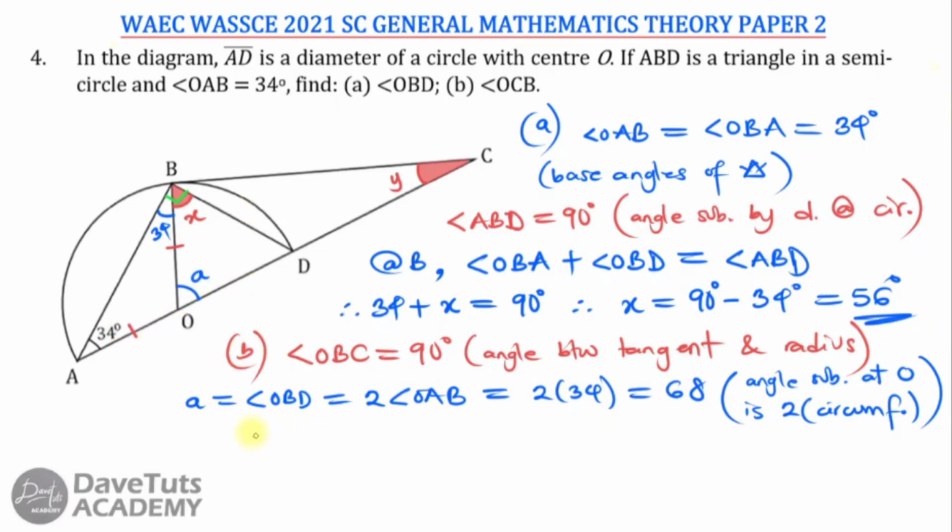Then from the triangle OBC now, triangle OBC, we can now see that A, which we just got, plus, okay, let me just even use the notation. A, we have it as OBD, angle OBD, plus angle OBC, plus the angle we have to find, OCB.